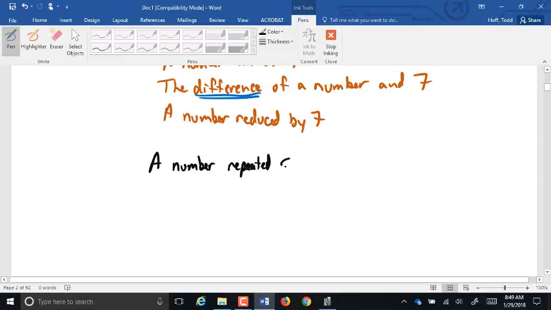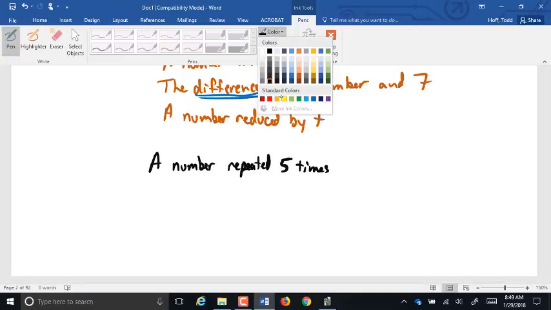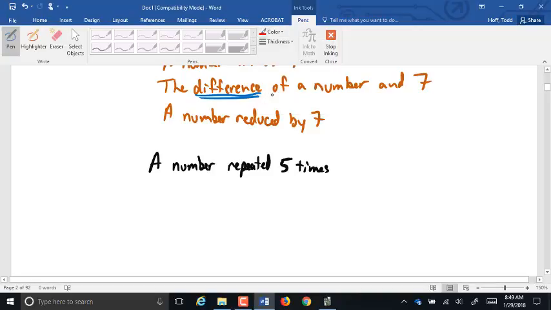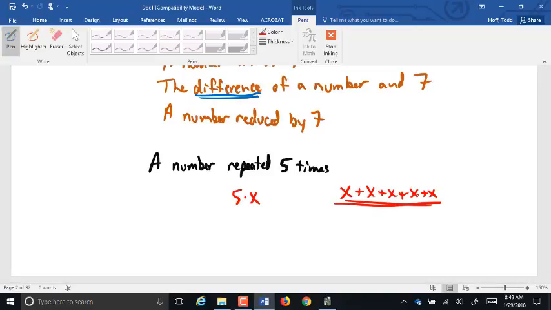A number repeated 5 times. What operation does that imply? Well, repeated 5 times is just 5 times x or x times 5. Or you could do repeated addition. But remember, repeated addition is the definition of multiplication. So 5 times x, most of the time we just write 5x without the times in there.